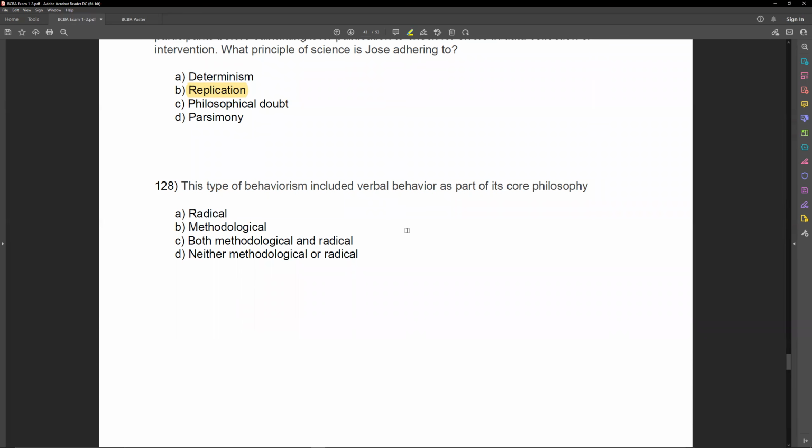128, this type of behaviorism included verbal behavior as part of its core philosophy. So we know we have radical behaviorism and methodological behaviorism. The two big differences they want you to know between methodological and radical: First, radical acknowledges private events as behavior, okay? Second, radical behaviorism is when verbal behavior became operant through the works of Skinner. So this type of behaviorism included verbal behavior as a part of its core philosophy. Is it radical, methodological, both, or neither? Well, of course, it's radical.